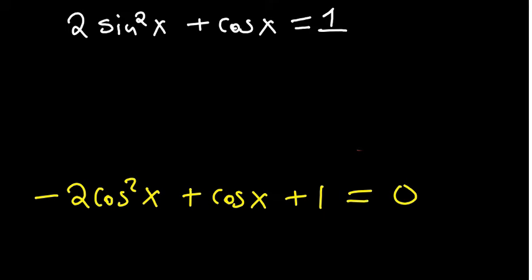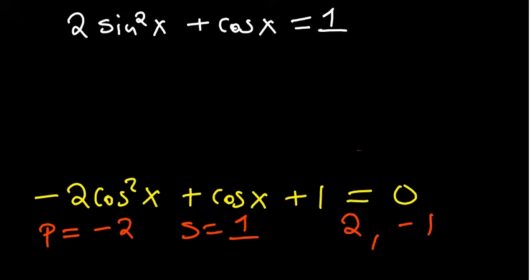So this is squared, that is just b, and then that is c. So our product is obviously going to be -2 times 1, which is just -2. The sum is what is in the middle, which is 1. Which two numbers can you multiply to give you -2 and add to give you 1? It's obviously 2 and -1. 2 times -1 is -2, and 2 plus -1 is +1.